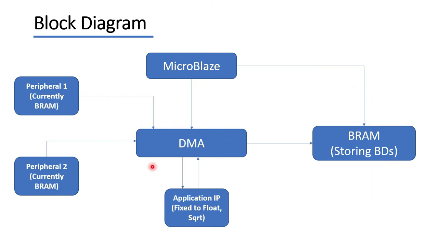And this DMA is connected with two peripherals, peripheral 1 located at some location and peripheral 2 located at some other location. To show that it's working, those are also BRAMs. And the stream interface is connected with the application IP currently, which is fixed to float, and which performs the square root and then feeds those back to the output.